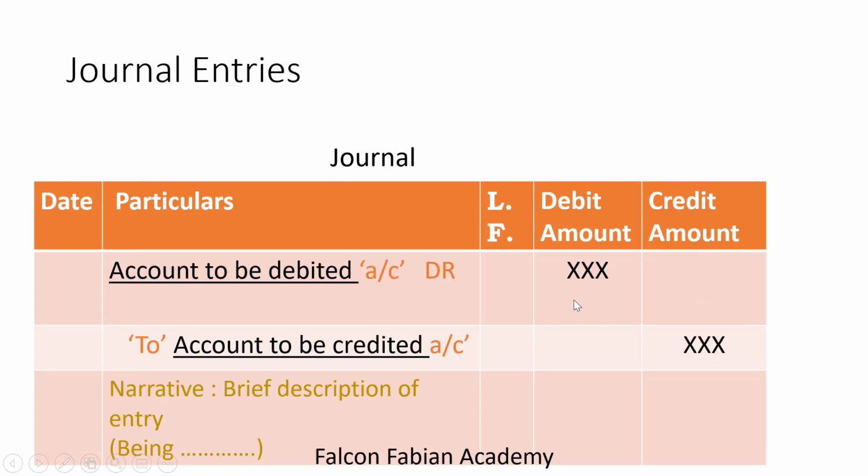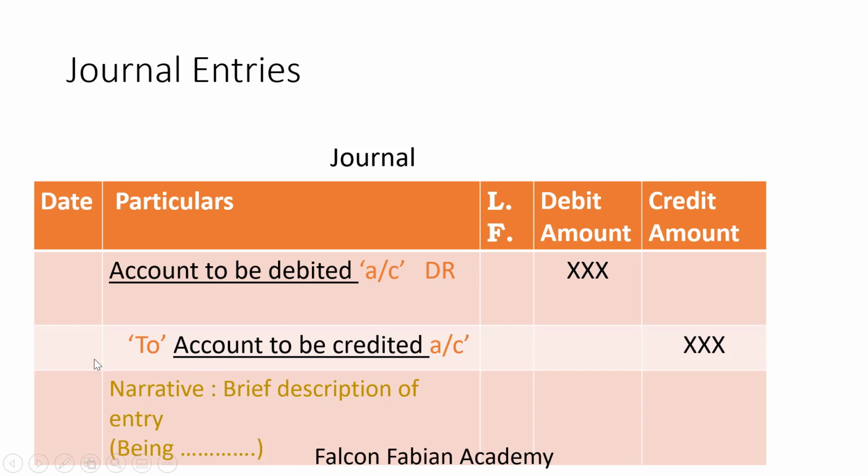Now that we are familiar with the format of the journal, let's have a look at the structure of a journal entry. So here you will mention the date of the transaction. Then in the particulars column, there are three things that you need to write. First, you need to write the account to be debited, followed by abbreviation A/C, which stands for account. And then over here, next to this margin, you will write the word DR, which stands for debit. So this tells that this is the debit entry. So account to be debited, followed by A/C and DR over here.